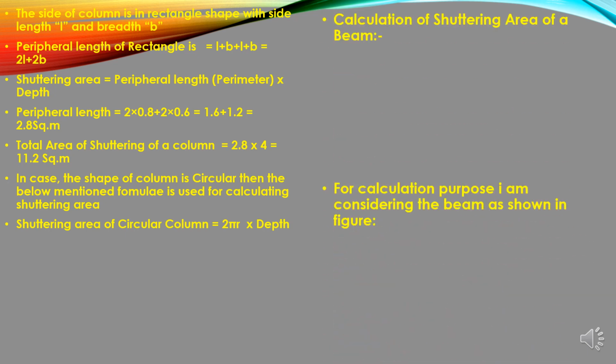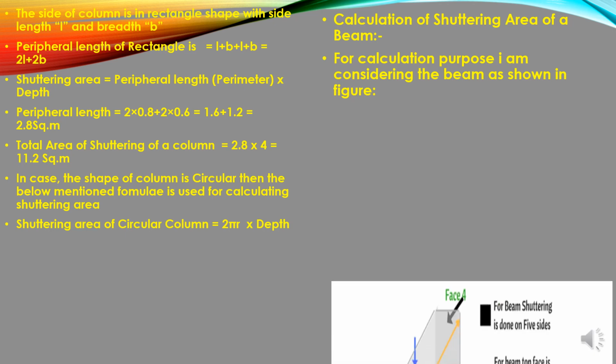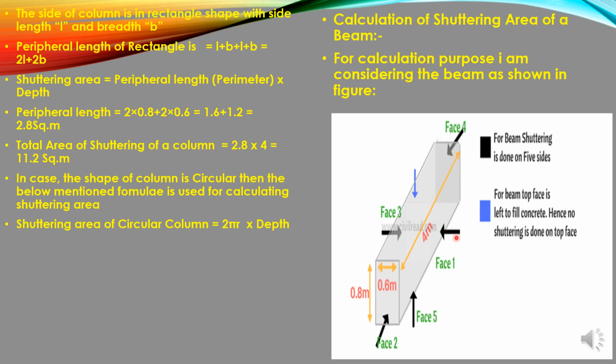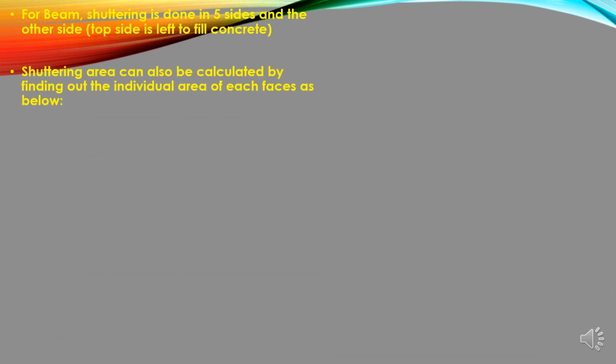Calculation of shuttering area of a beam. For calculation purpose, I am considering the beam as shown in the figure. This is face 1, face 2, face 3, face 4, face 5. The length is 6 meter, the width is 0.6 and the height is 0.8 meter. For a beam, shuttering is done on 5 sides. For a beam, the top face is left open to fill the concrete, hence no shuttering has been done on the top face. Shuttering area can also be calculated by finding out the individual area of each face as follows.